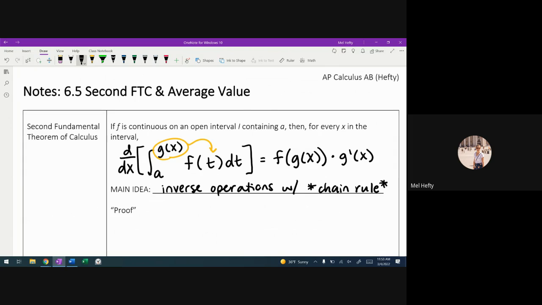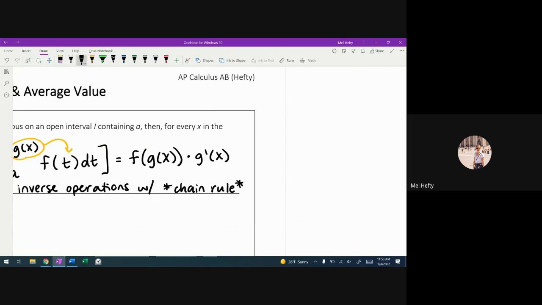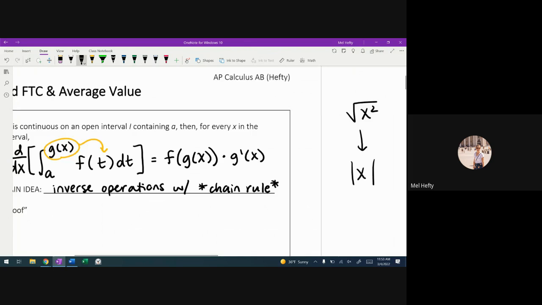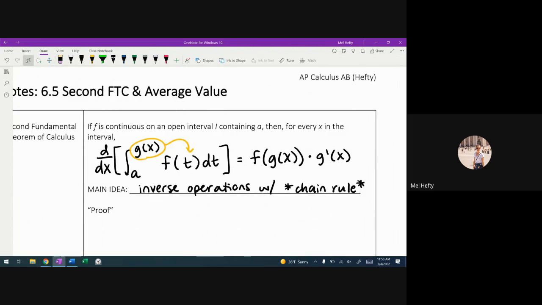So it's kind of like if you've ever talked about the square root of x squared, that you feel like you want it to be x, but it's actually not. It's actually the absolute value of x because of some sign changes. So sometimes our inverse operations don't do exactly what we want them to do. So that's kind of the chain rule piece here.